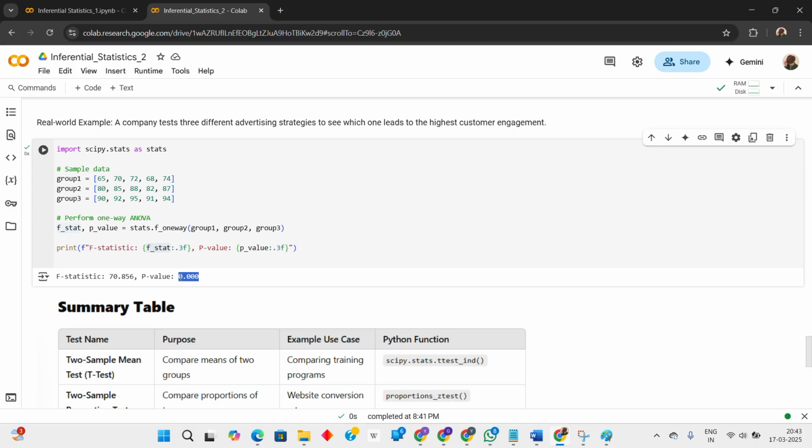That means we have to accept the alternate hypothesis. Our null hypothesis has been rejected and the alternate hypothesis is accepted. That means there is a significant difference between the groups. If the group averages are the same, the performance is the same, which is the null hypothesis. If the performance is not the same, that is the alternate hypothesis. Here the alternate hypothesis is true, since the p value is less than 0.05.